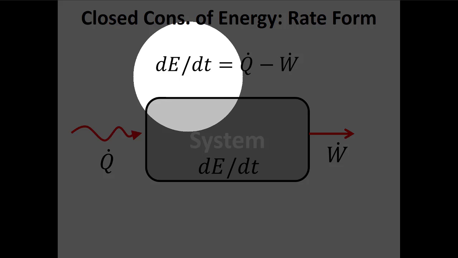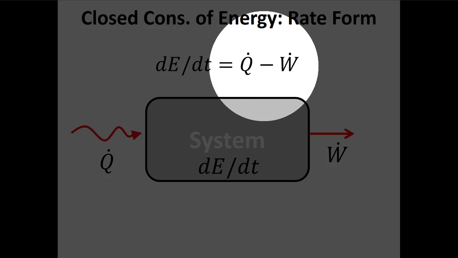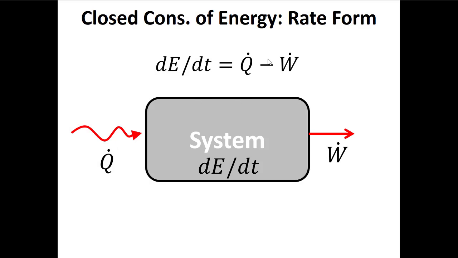Now, these terms, where we have dots on top of them, Q dot and W dot, these are rate terms. Just like we have the mass flow rate, how much mass is either coming into or out of our system. Q dot is the heat transfer rate. That's the rate at which heat is entering the system. And the W dot, that's the rate of work coming out of our system.